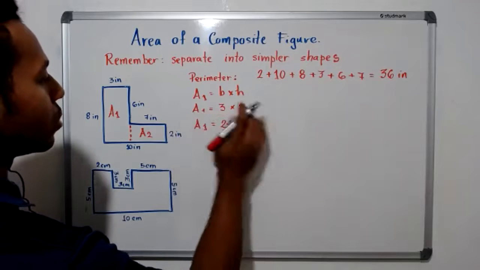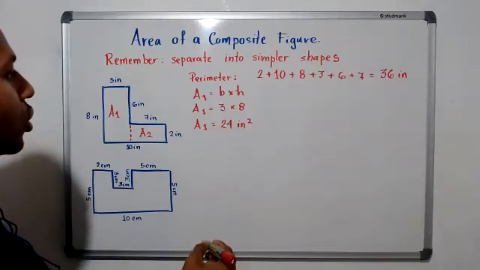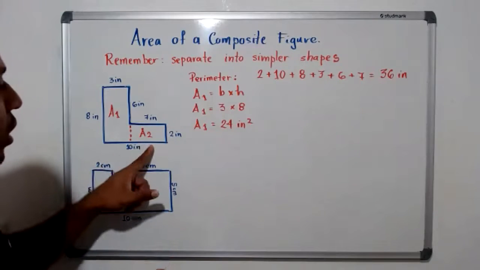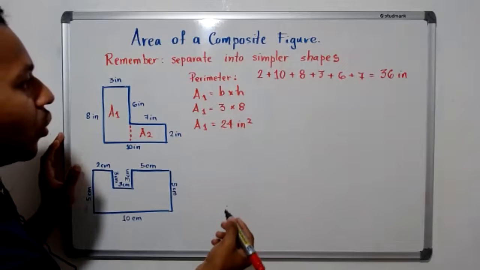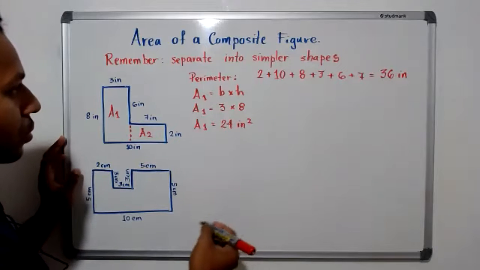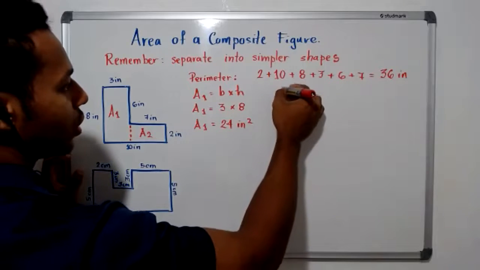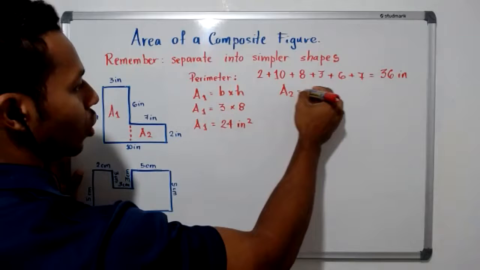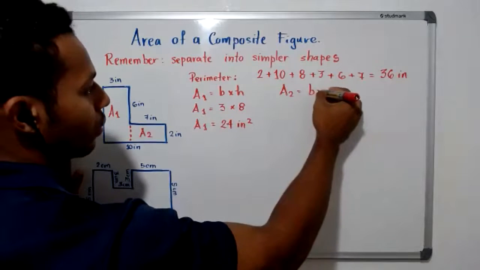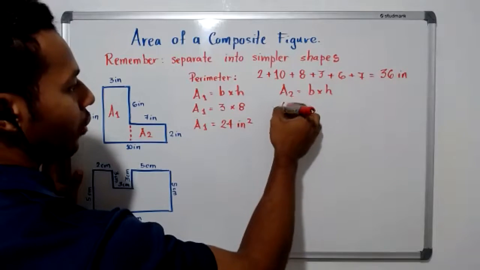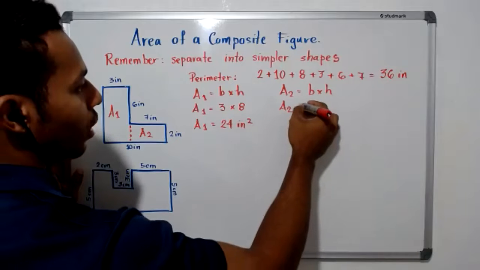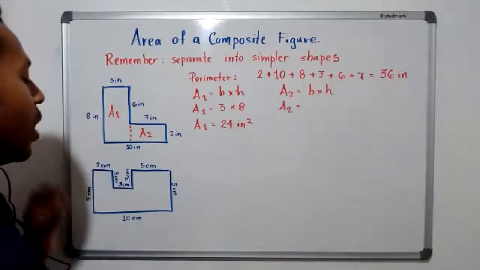Now we have to look for the square. Yeah. So we're going to find the second one. Profesor, hay algo raro. It's another rectangle. Ah, ok. Pensé que era un cuadrado. No, it's a rectangle too. So we have the same formula. Okay. Area number 2, we have base times height.